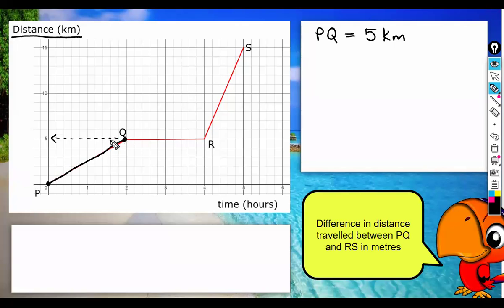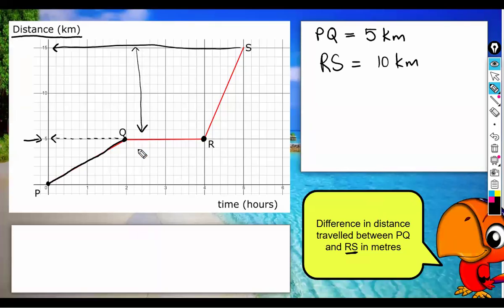And it's straight off. Now they want to know what's the distance between R and S. Now look at this. If I'm at R, what's the distance at R? 5. And at S, I end up at 15. So for RS, if I start at 5 and I run to 15, what distance did I move? That's just 10 kilometers. In other words, this distance here is 10 kilometers, from 5 to 15.